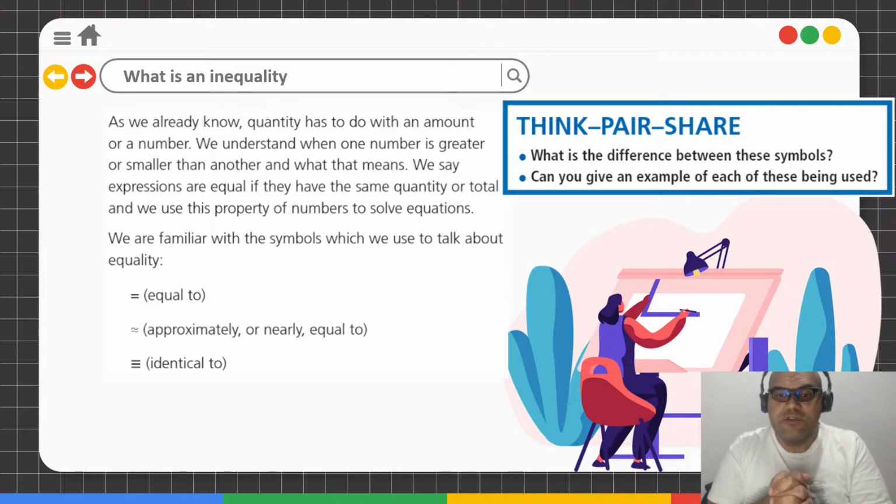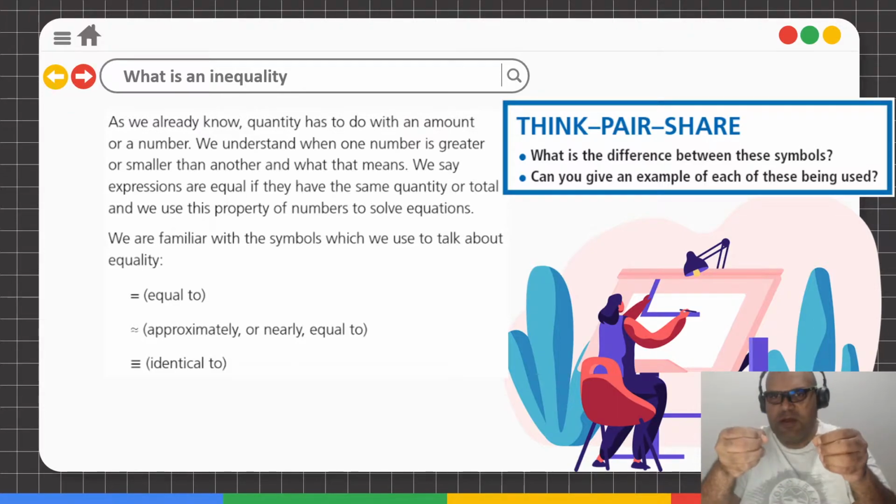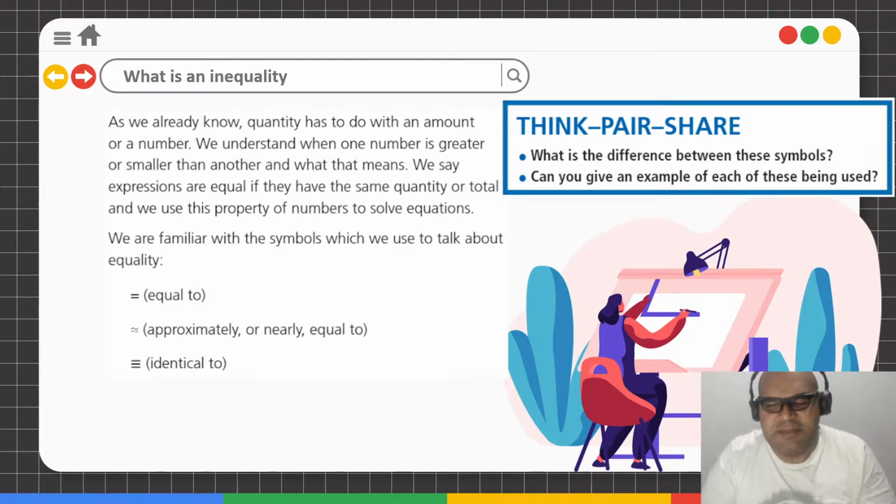And identical to is like one Mr. Romeo being identical with another Mr. Romeo. We have a bottle identical to another one. They are equal. They're the same thing for real. Great. That's the meaning. Let's go ahead, guys.